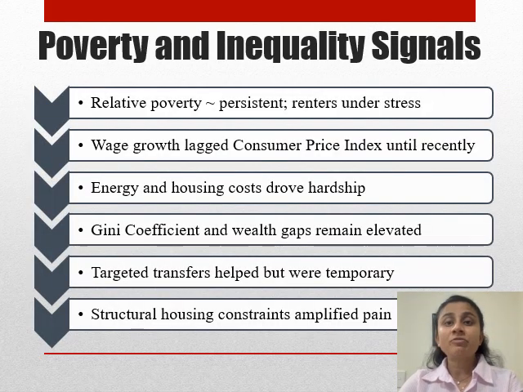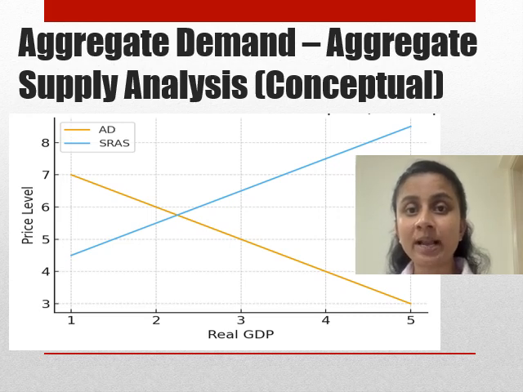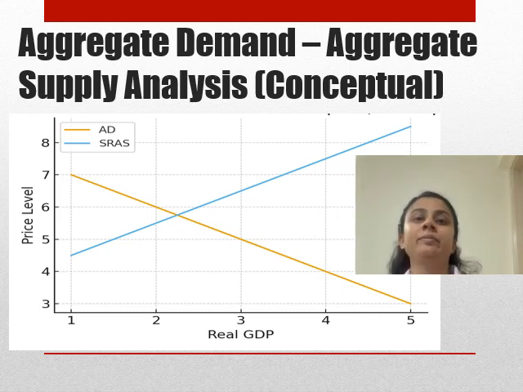Around 12% of Australians continue to live below the poverty line, and income inequality has widened. Renters and young families are among the most affected, with housing costs rising faster than income. While temporary government assistance helped low-income groups, these measures were not enough to address the structural inequality or cost of housing issues. The aggregate demand, aggregate supply model helps explain these dynamics.